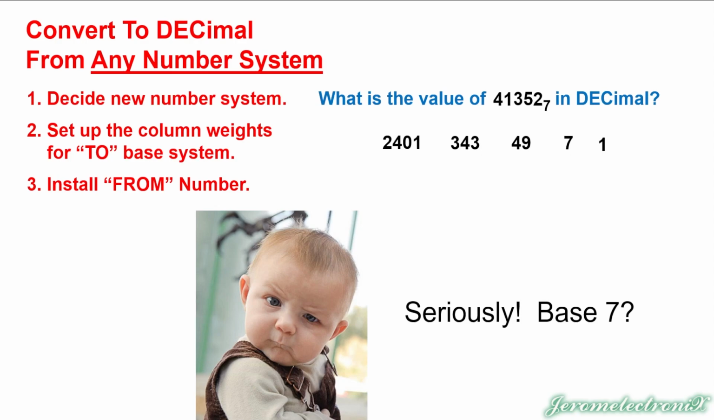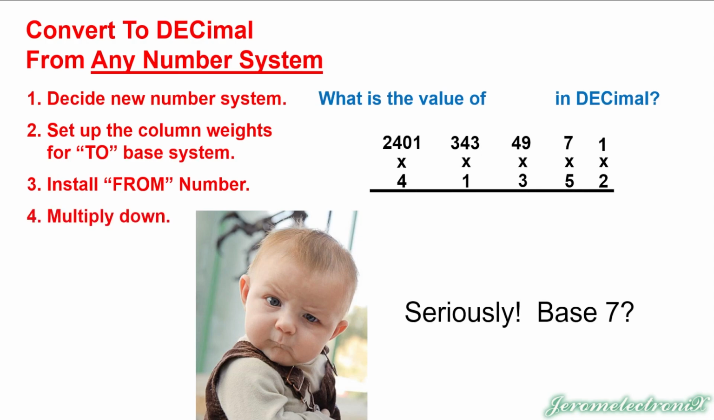Okay, next thing we're going to do is install the from number. That just means take each digit, spread it across into its respective column, and now we can multiply down. Multiplying down. 2,401 times 4 will be 9,604. 343 times 1 is 343. 49 times 3 is going to be 147. 7 times 5 is 35. 2 times 1 is 2.